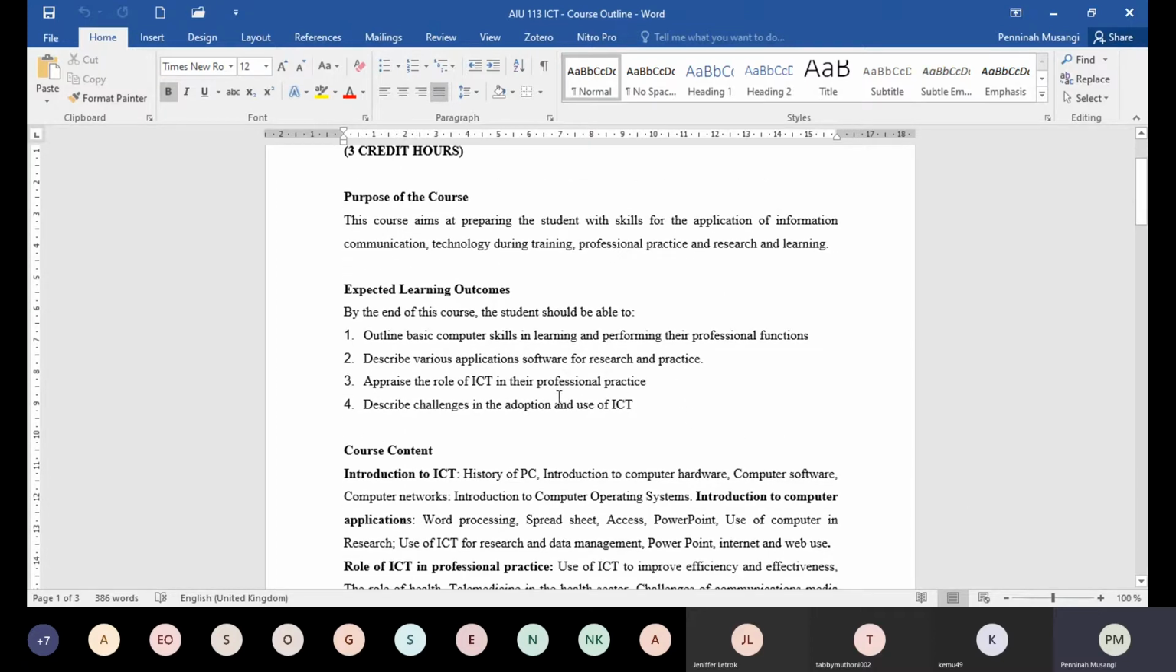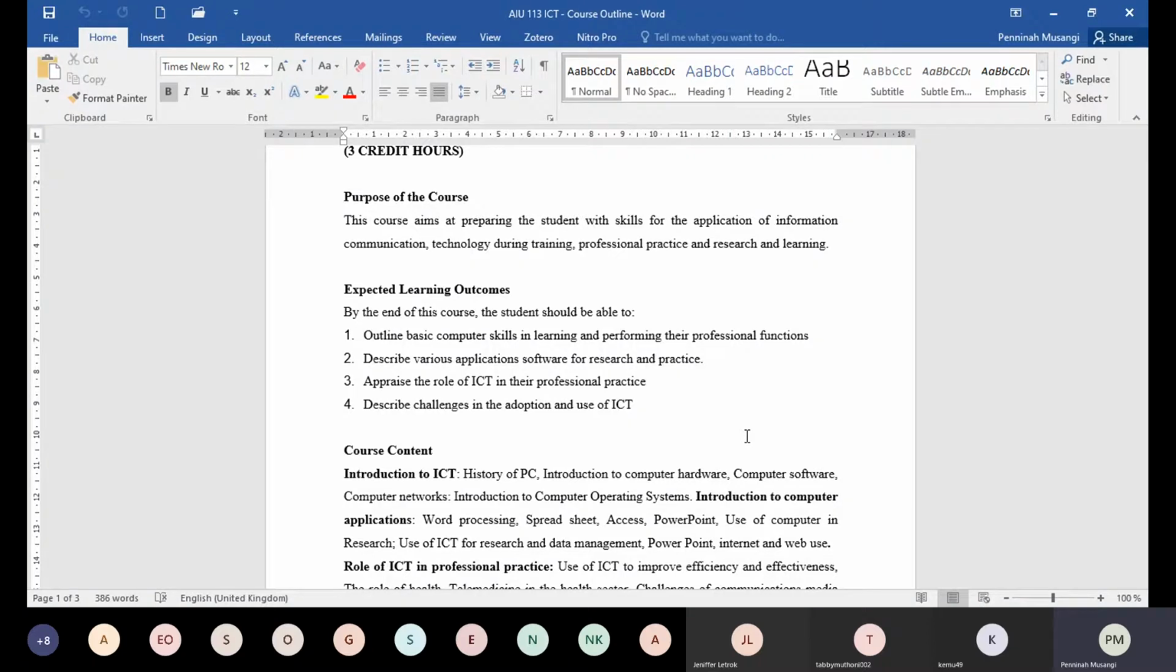The expected learning outcomes: by the end of this course, you as a student are supposed to be able to outline basic computer skills. What this one would be, actually, we'll have a discussion or a debate. I can call it a discussion forum, whereby we will share how we are using computer skills in learning and in performing our professional functions, so that we learn from each other what areas we can apply ICTs.